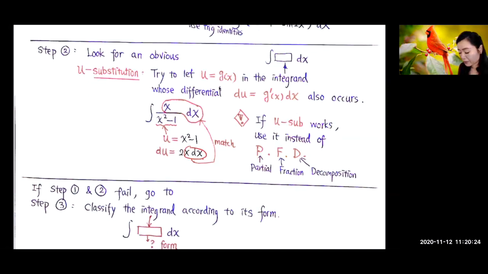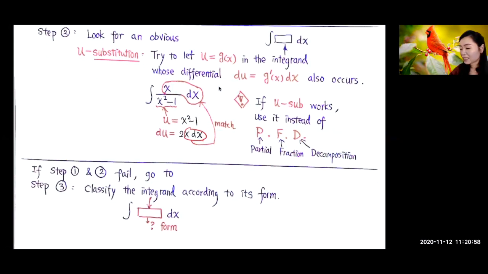Now notice that for this one over here, the function that we integrate is actually a rational function. It's a polynomial divided by a polynomial. So we could use partial fraction decomposition. We can decompose it using partial fractions. However, in this case, the u-substitution is actually simpler. So if that u-substitution works, then we're going to use it instead of the PFD, which is partial fraction decomposition.